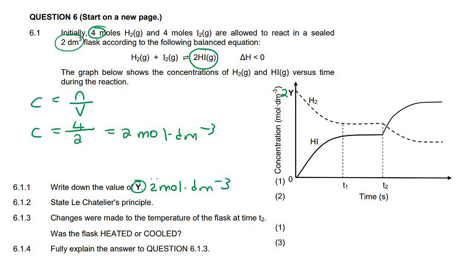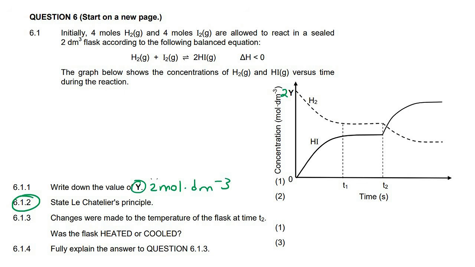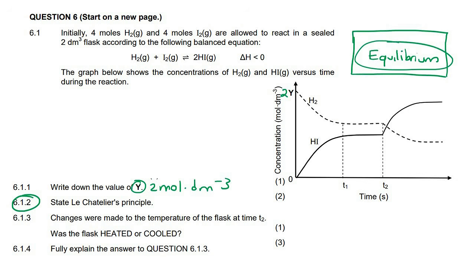Okay, the next one: state Le Chatelier's principle. So let's talk about Le Chatelier first, and then we will get the definition. Le Chatelier was the person who discovered that if you have a system that is at equilibrium, so think about a chemical system that is at equilibrium.